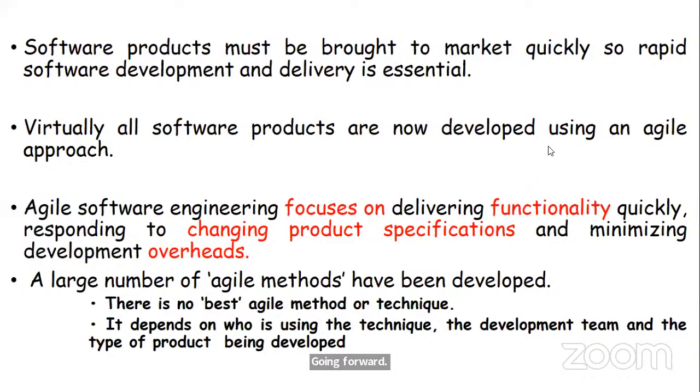So software products must be brought to the market as quickly as possible. Why? So that you don't lose to your competitors. As we said, there is a problem with developers, especially single developers. They take time to decide when to release. However, there is competition and you must beat this competition. So there is a need for products to get to the market as quickly as possible. Virtually all software products are now developed using an agile approach.